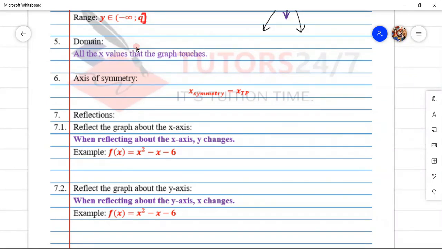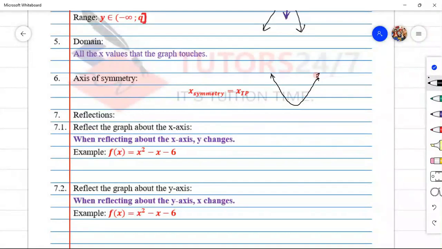So let's continue to our last point, point number 6, before we go and do some examples. If we want to find the axis of symmetry, an axis of symmetry is basically cutting the graph at a point whereby one side is a mirror image of the other side.